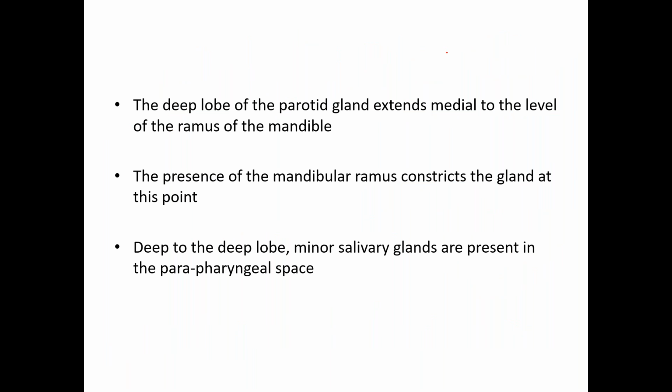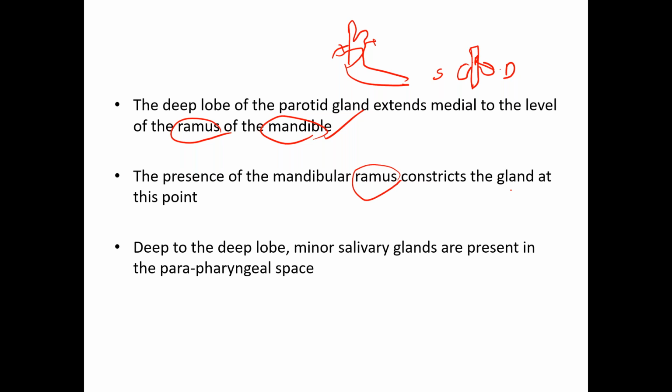The deep lobe of the parotid gland extends medial to the level of the ramus of the mandible. If you take this as the ramus of the mandible, the superficial lobe is almost here, and the deep lobe goes medial to the ramus of the mandible. This is the parotid gland superficial part, and this is the parotid gland deep part. You should imagine it like that. The presence of the mandibular ramus constricts the gland at this point, dividing it into two parts like a dumbbell shape.